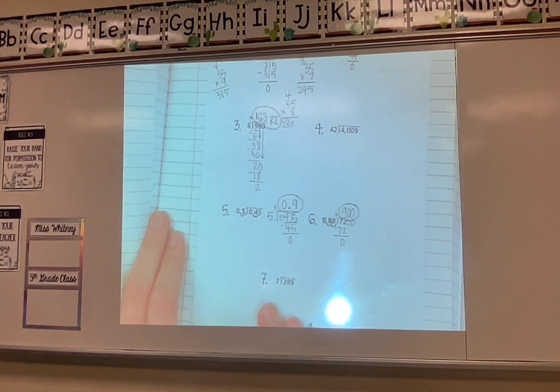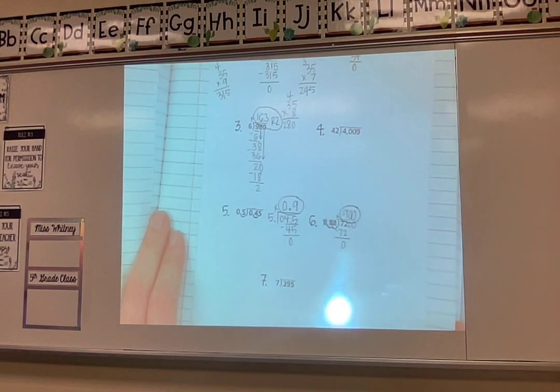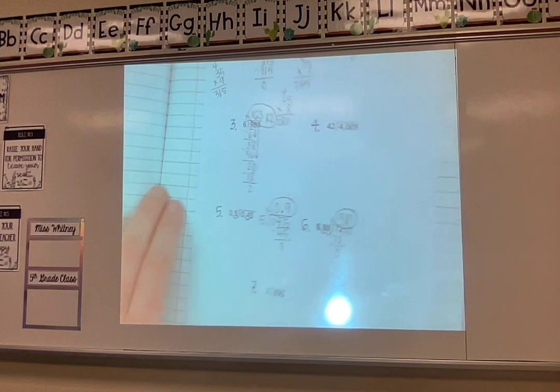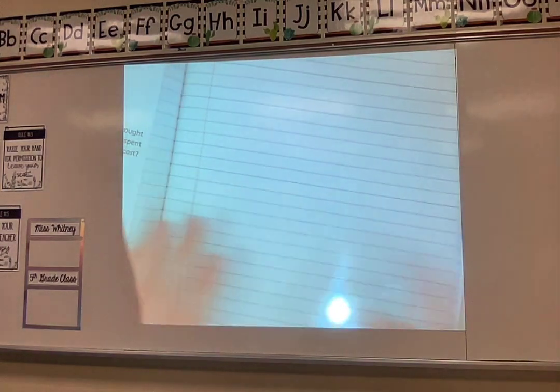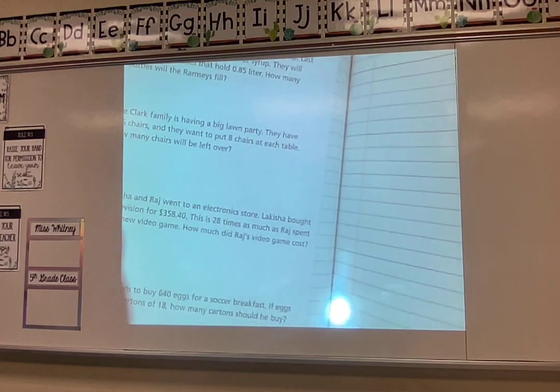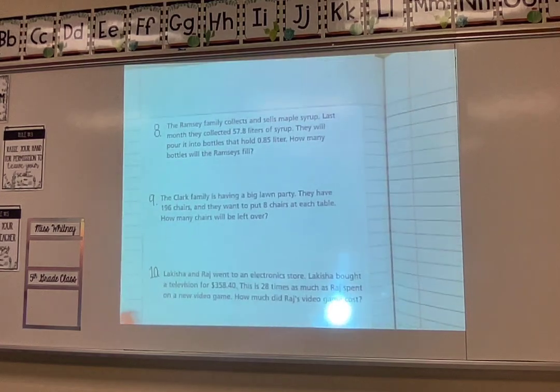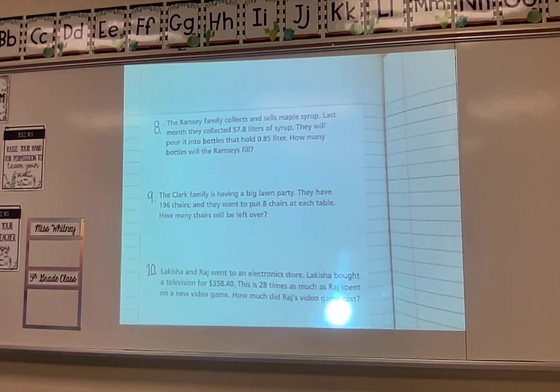And number 7 is very similar to number 3, so I'm going to skip that one too just to save us some time. Flipping to the other page of my notes, we have a few word problems here. Okay. We're also only going to do a few of these because we don't need to do all of them. Let's do number 8 though.